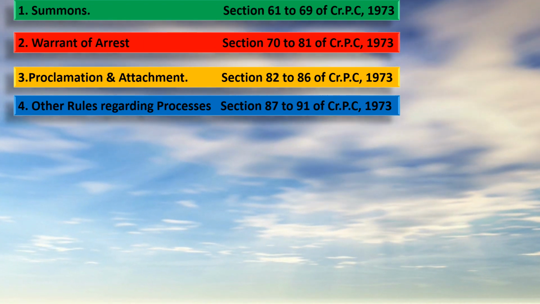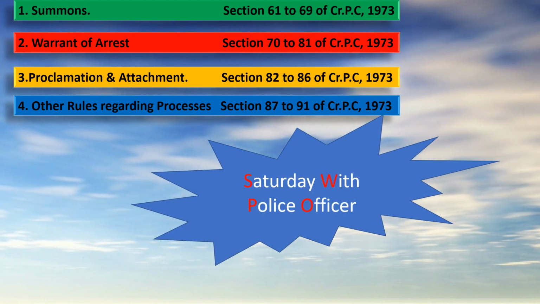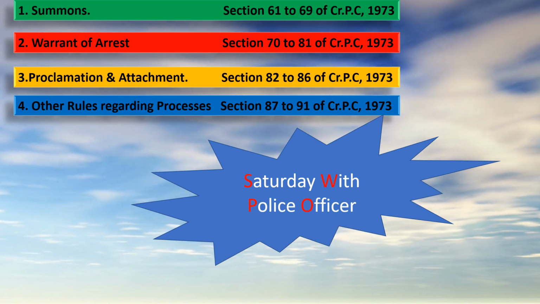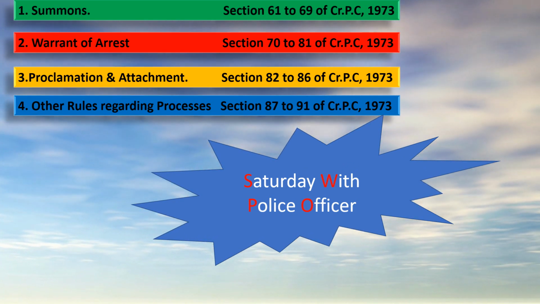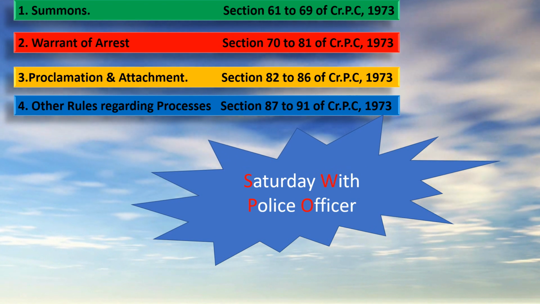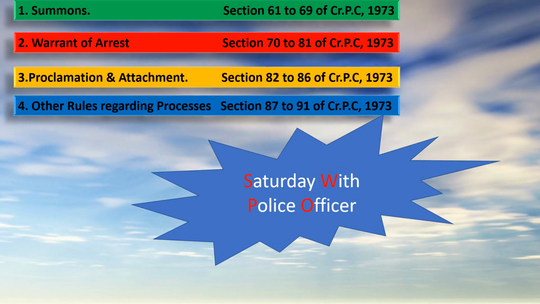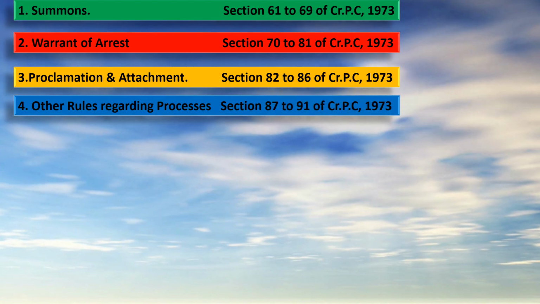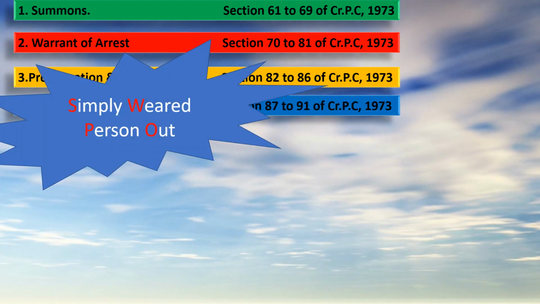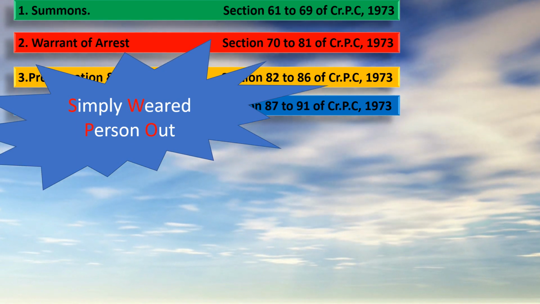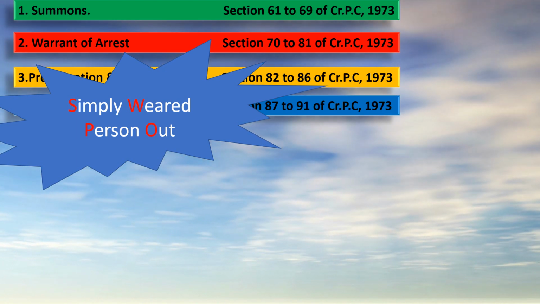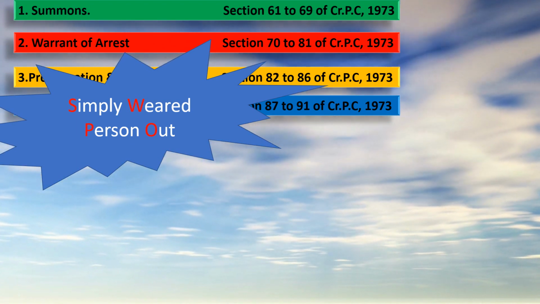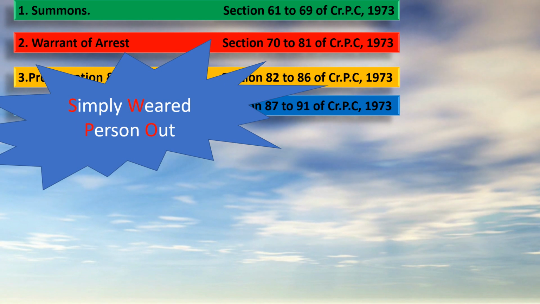Tricks to learn this in serial order. Saturday with police officer. S for summons, W for warrant of arrest, P for proclamation and attachment, and O for others. Okay, you did not like it. Let's change this trick then. Simply weird person out. I think you will like this one now. S for summons, W for warrant of arrest, P for proclamation and attachment, O for other rules regarding the processes.